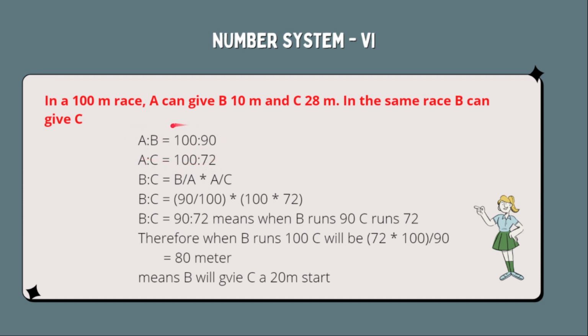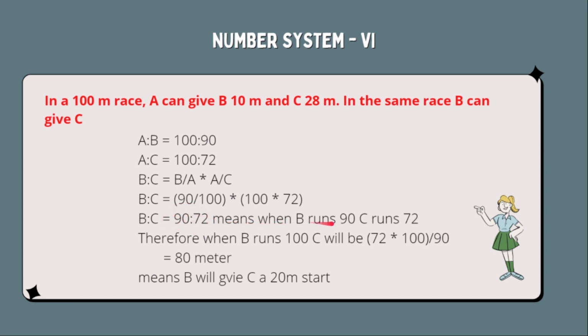So A is to B is 100 by 90 and A is to C is 100 by 72. Then B is to C is B by A into A by C. So B by C equal to B is what? 90. A is what? 100 into, sorry, this should be divided. 100 divided by 72. So when we solve this, we will find B by C equal to 90 by 72.